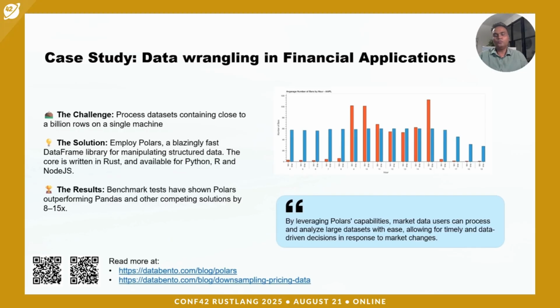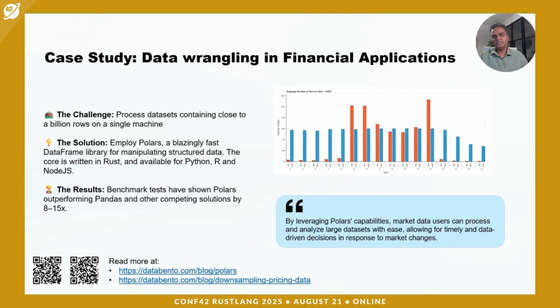The solution was Polars, a data frame library written in Rust. Its performance is incredible, with benchmarks showing it outperforms Pandas by 8 to 15x. It's a game changer for data wrangling and visualizing at scale.